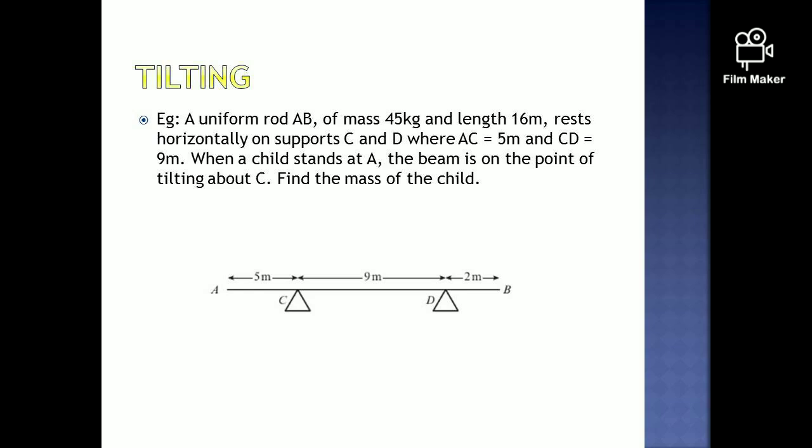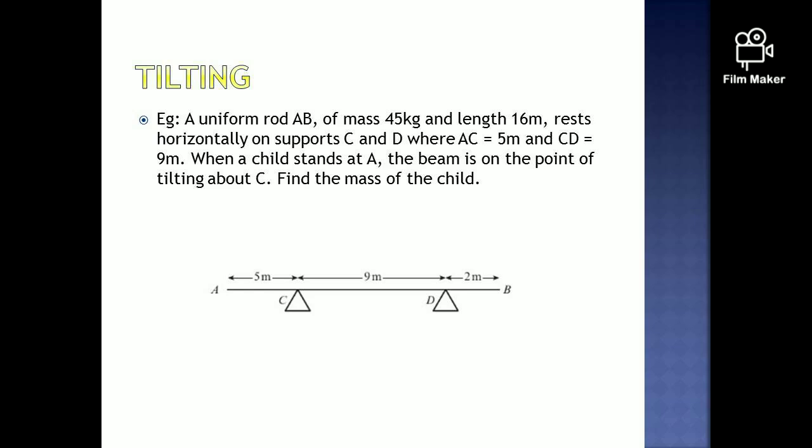Okay children, let's try this question. This question says a uniform rod AB of mass 45 kilograms and length 16 meters. What facts can you understand from this statement? The rod is uniform. Therefore, the center of gravity is exactly the midpoint of the 16 meters. That means from corner A or corner B, it's at a length of 8 meters.